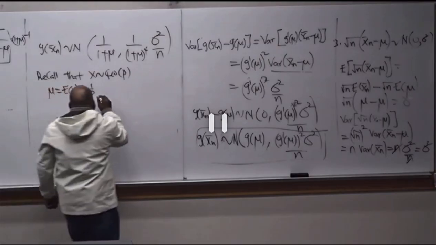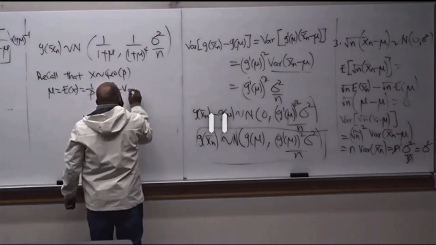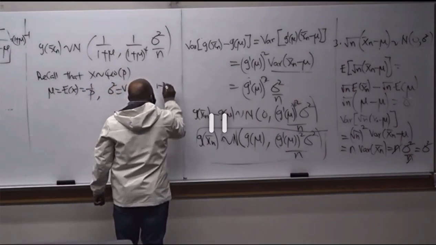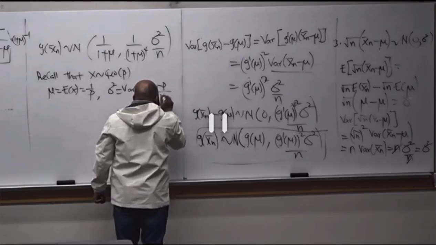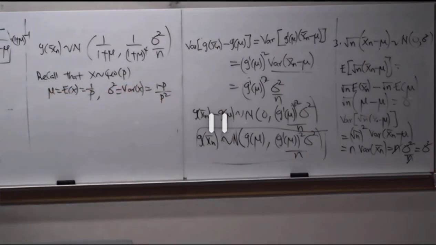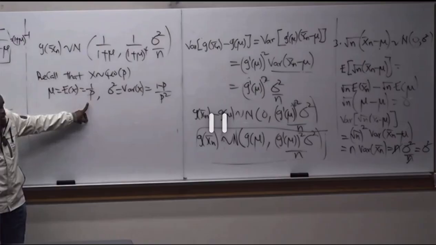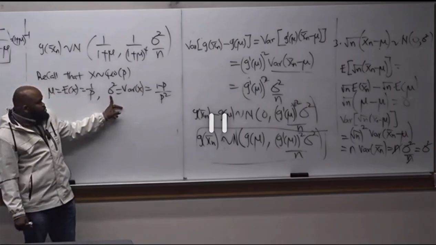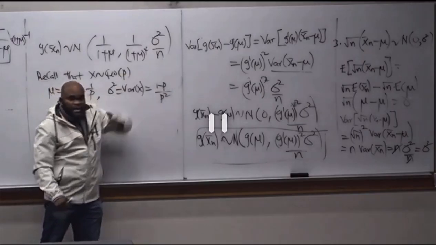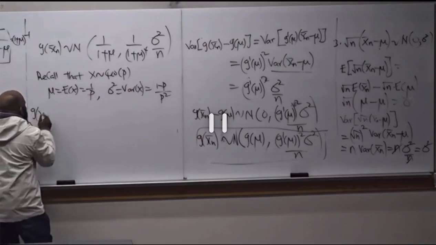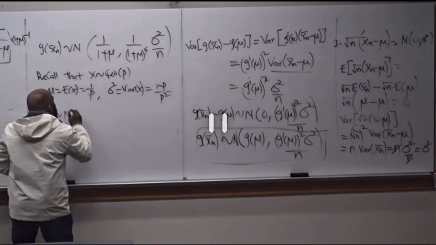Then the sigma squared, which is the variance of S, is 1 minus p over p squared. Do you remember that we did that in this class? Okay, you now know what I'm going to do right now. Wherever I see mu, I will plug in 1 over p. Wherever I see sigma squared, I'm going to plug in that here.